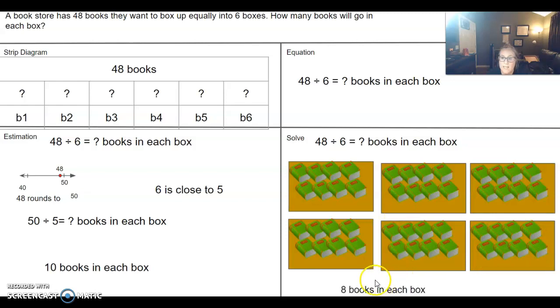So before I can say I'm done, I have to double check it with my estimation. I had 8 books in each box. I said my estimate was 10 books. 8 and 10 are pretty close together, so I know my answer is reasonable.